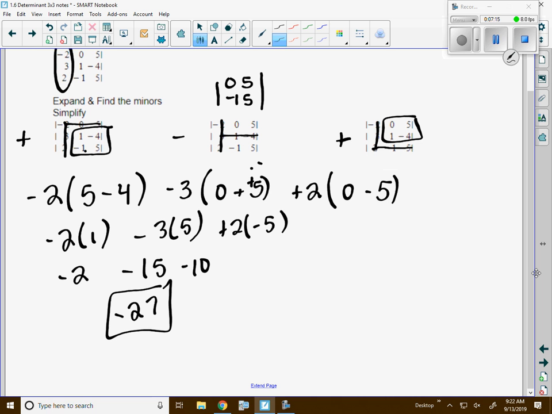All I did there was just simplify and combine. That's all I did. Okay. So we got down to a number. Well, you know from the last 2 days, a determinant is just one number. So in this case, -27 is our determinant. That's D, or DET, if you want to write it that way.